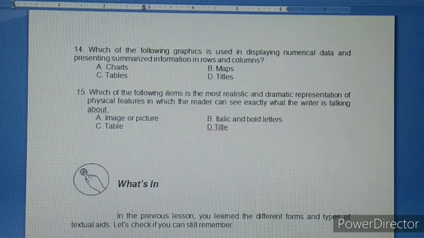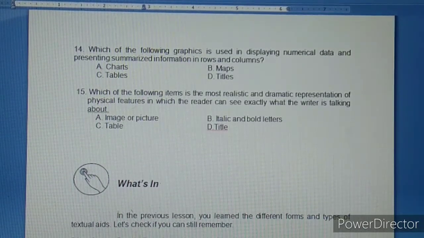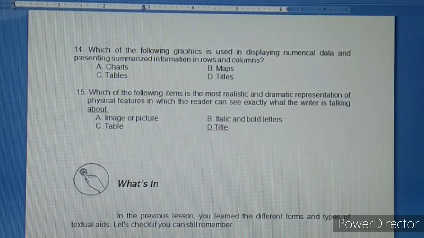Number 15. Which of the following items is the most realistic and dramatic presentation or representation of physical features in which the reader can see exactly what the writer is talking about? A. Image or picture. B. Italic and bold letters. C. Table. Or D. Title. The correct answer is, of course, letter A. Image or picture.